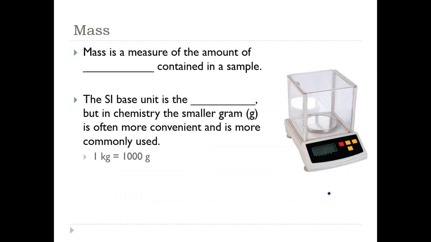So a little bit about each of these measurements. So mass is a measure of the amount of matter contained in the sample. The SI base unit is the kilogram that we just discussed. But in chemistry, the smaller gram is often more convenient and is more commonly used. So usually in our mass balance, we would have it set to units of grams.